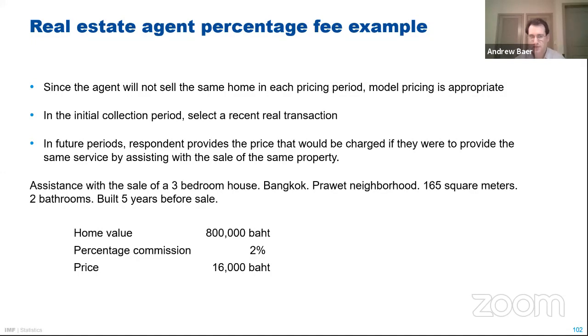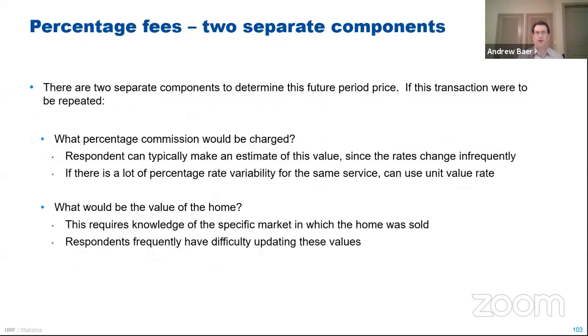When we use a model price, we select a recent real transaction, and in future periods, the respondent provides the price that would be charged if they were to provide the same service by assisting with the sale of the same property. So the next period we ask, if you were to have sold that house again, what would have been the value of that house and what commission would you charge?